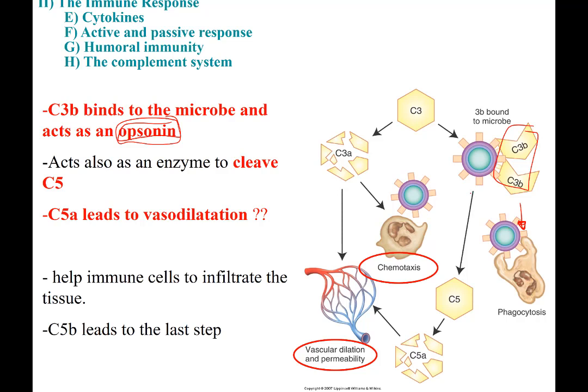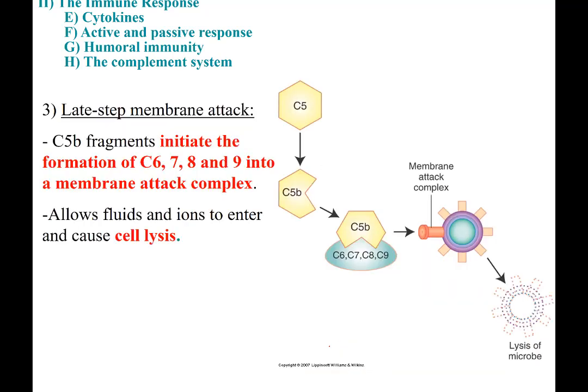And C3b is also going to activate the second layer of the complement system, which is C5. And C5 is going to do like C3. To be able to activate C5, you split C5 into C5a and C5b. Yeah, my 5 looks like a B. C5a helps again for the vasodilatation and the increase of permeability, because that's a very important step in the inflammatory system. And C5b is leading to the last step of the complement system.